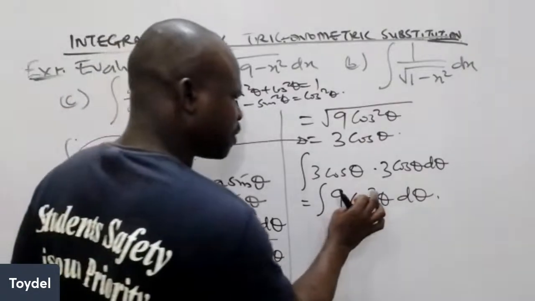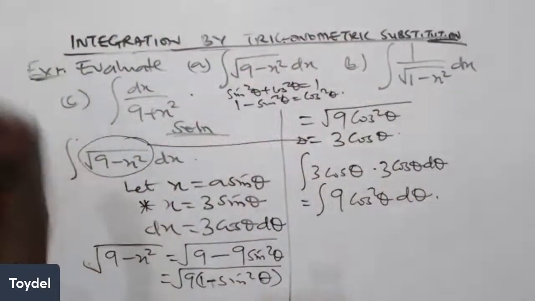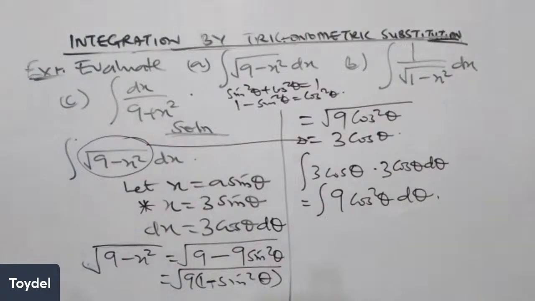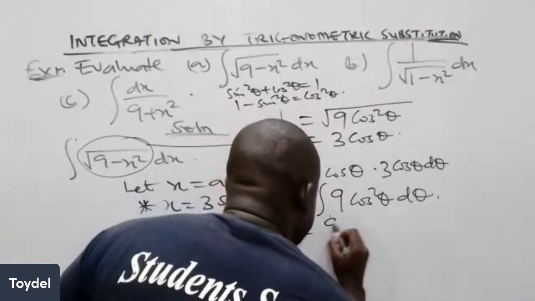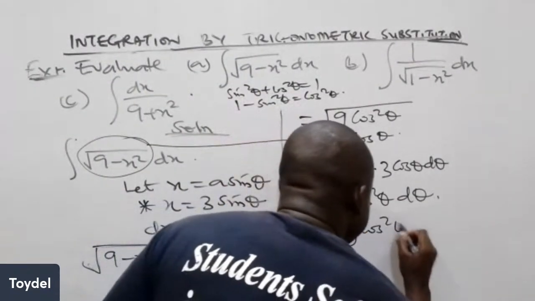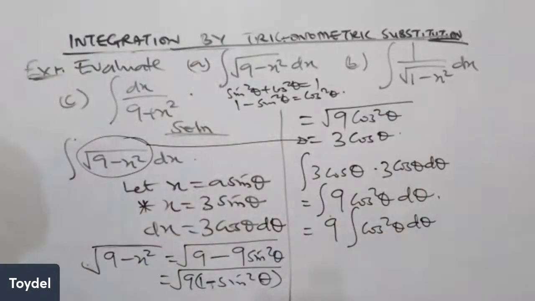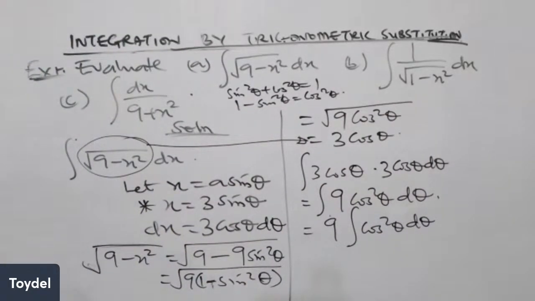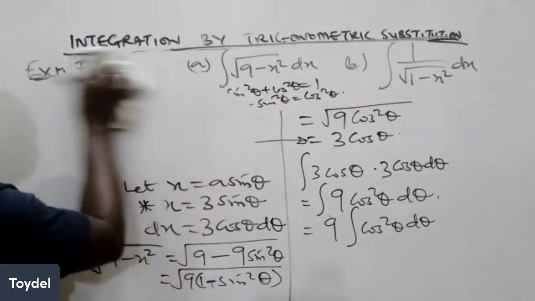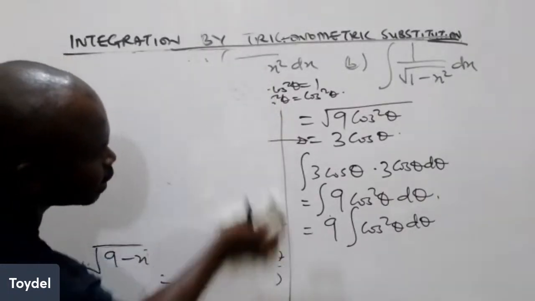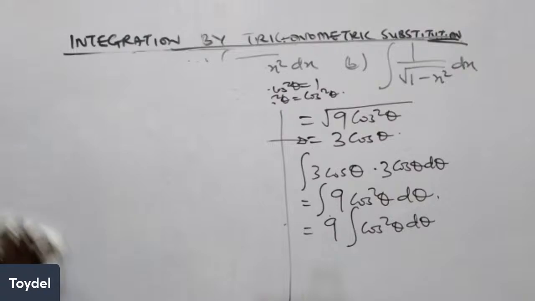Whenever we have a question in the form of a square, we cannot directly find the integral, so I will look for a way to rewrite it. How do I do that? We'll recall from trigonometric identities that 9 can come out, giving 9 times the integral of cos squared theta d theta. It is difficult to find the integral of cos squared theta directly. So how do I find the integral?